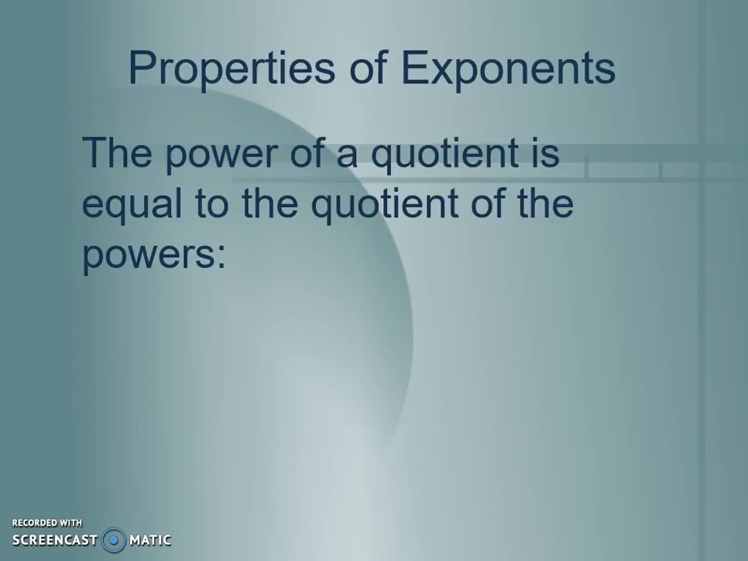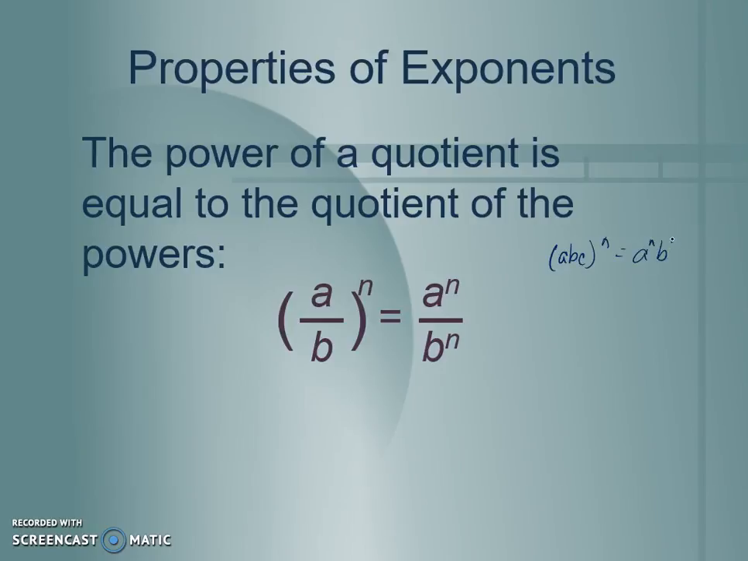So the power of a quotient is equal to the quotient of the powers. This is very similar to what we were talking about in 8.1 whenever we said the quantity a, b, c to the n is equal to a to the n, b to the n, c to the n, same sort of deal. So we're just taking that n and applying it in both places. So a to the n over b to the n.